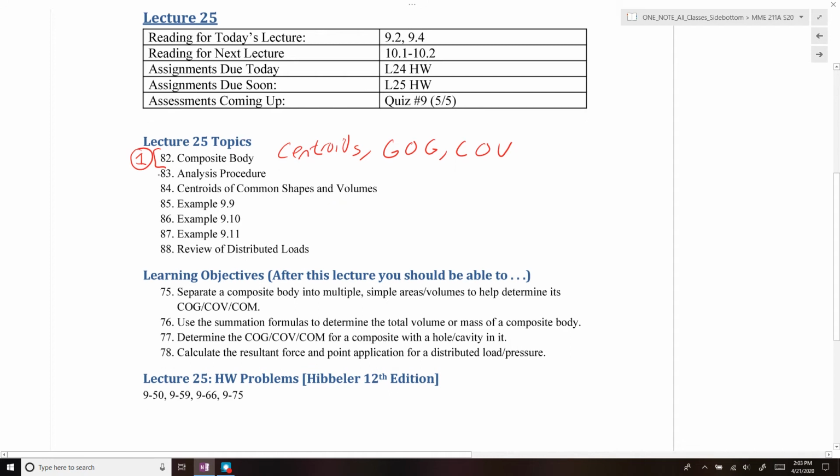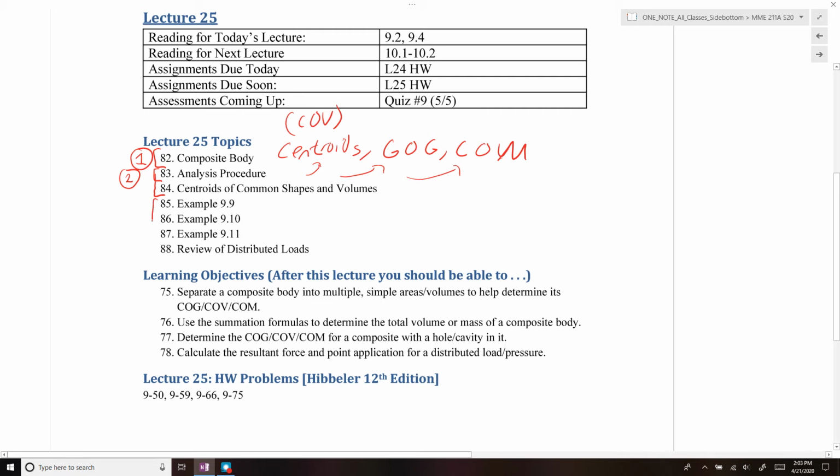In the second video, we're going to talk about how you would analyze composite bodies in order to find the centroid, the center of gravity, or the center of mass. Centroid is the same thing as the center of volume. And then we'll talk about, in that second video as well, where you could find common centroids of shapes and volumes.